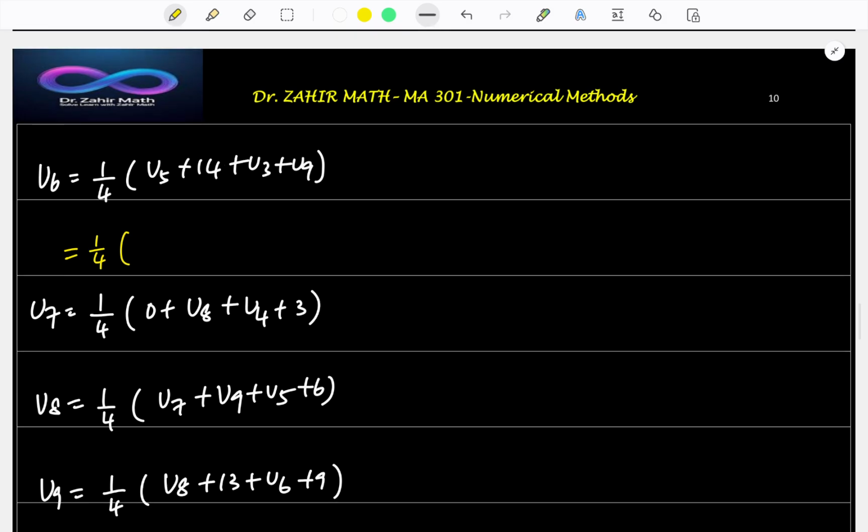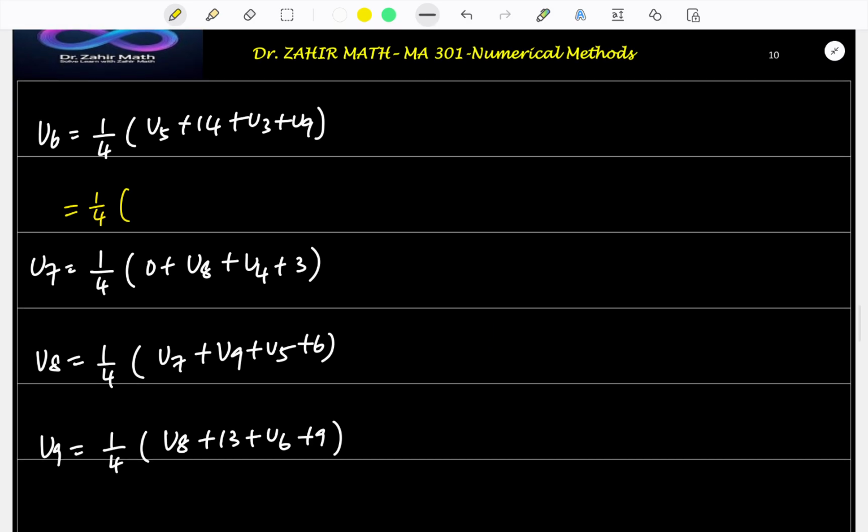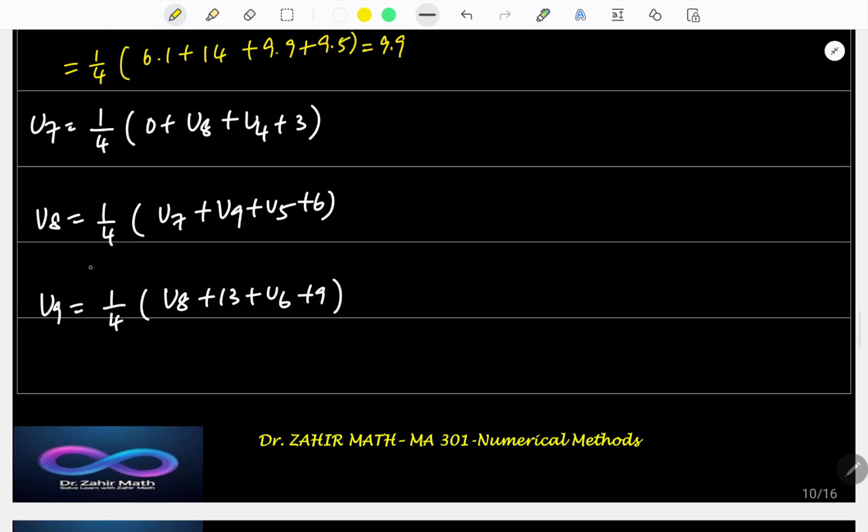So u6 I need to calculate, right? So u6 is, which is 6.1 plus u14 plus this is 9.9 plus 9.5, which is equal to 9.9. Now u7 is 1 by 4 bracket open, 0 plus u8 is 6.1 plus 2.9 plus 3, which is equal to 3.0, which is 1 by 4 bracket open, u7 is 3 plus u9 is 9.5, and this is 6.1 plus u5 is 6.1. Why 6.1?